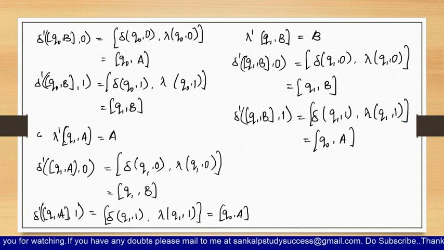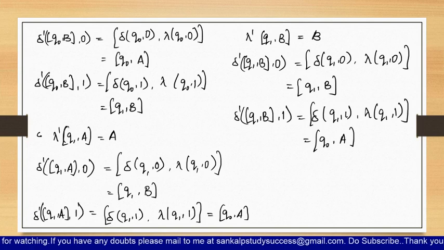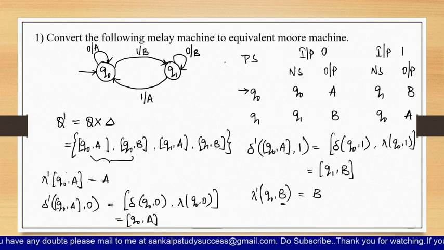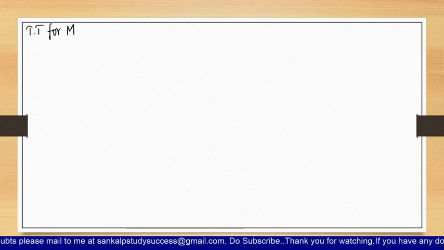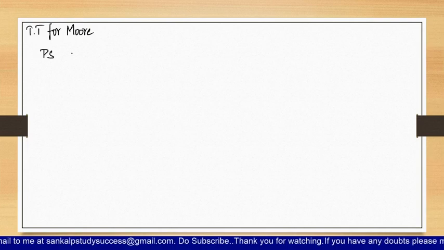Now we are going to draw the transition table for the given Melay machine. That means we are converting from Melay to Melay, right? So we have already drawn the transition table for Melay machine. Now we are going to draw the transition table for Melay. So for Melay machine, there are only 3 columns: present state, by applying 0 and by applying 1. Also we are going to have one more, which is nothing but lambda, right?